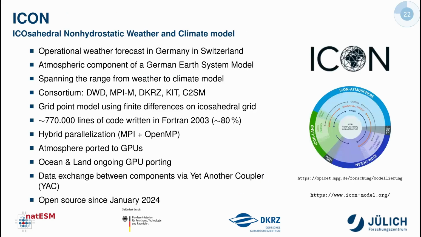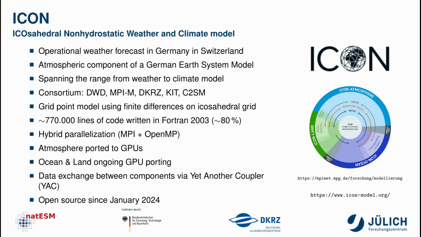But now I'd like to come to some sprint examples. First, I'd like to introduce the ICON model. It stands for icosahedral non-hydrostatic weather and climate model. This model is used for the operational weather forecast in Germany and Switzerland. And as I said before, it's also the atmospheric component of the German Earth system model. It has the specialty that it can span the range from weather to a climate model.